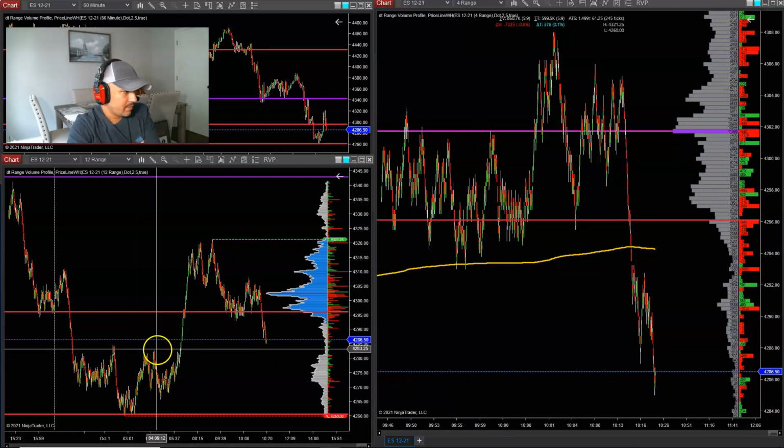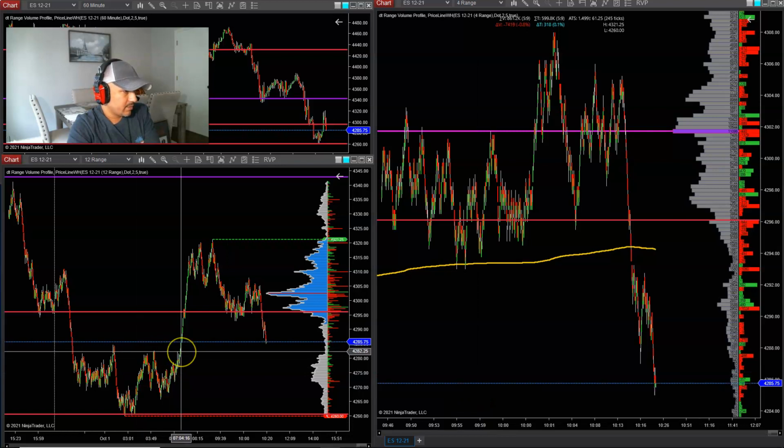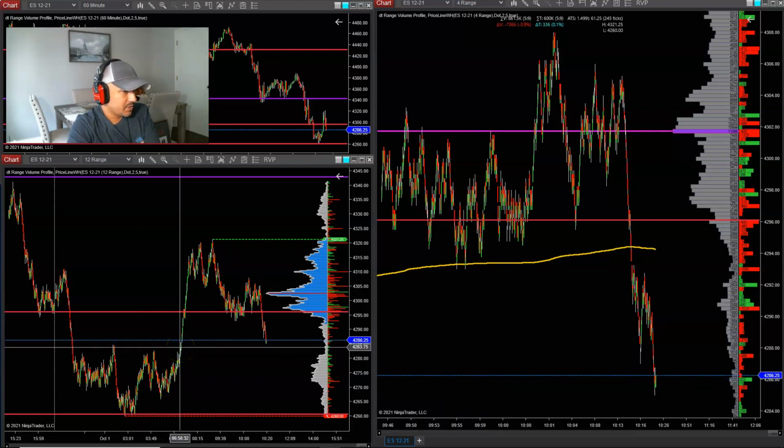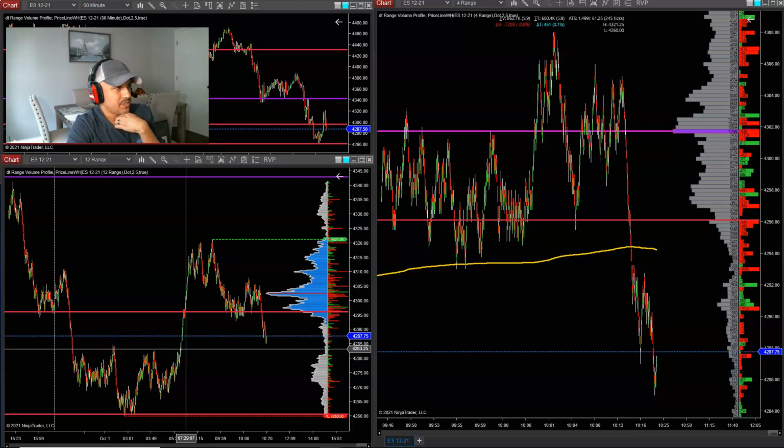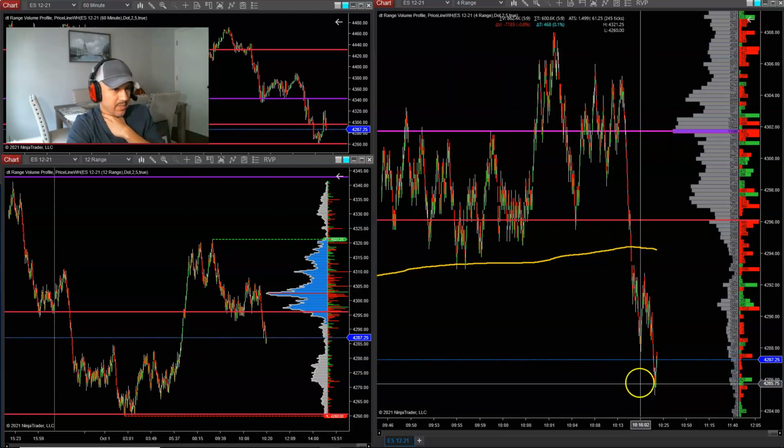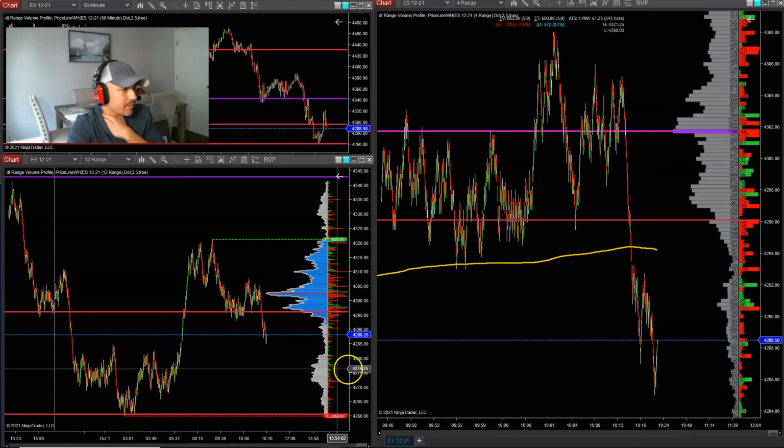42.85. Okay, it's hitting this area. It's probably gonna come to 42.80. Yeah, around 42.83, 42.82, possibly. But it's bouncing right here. Okay, let's see.